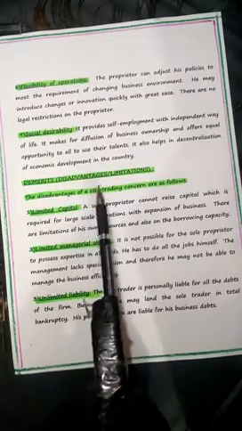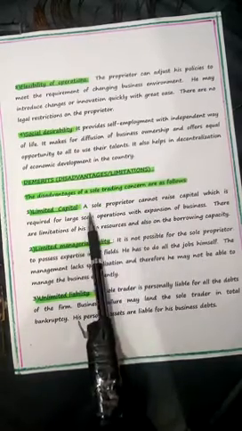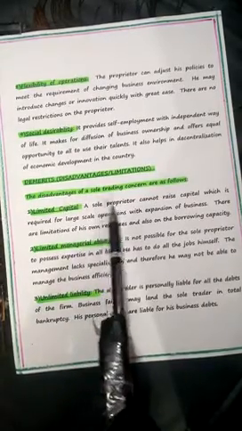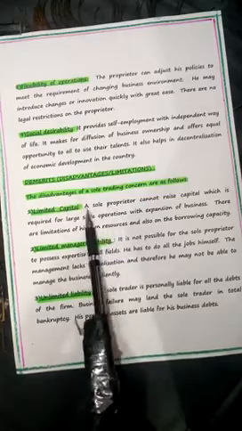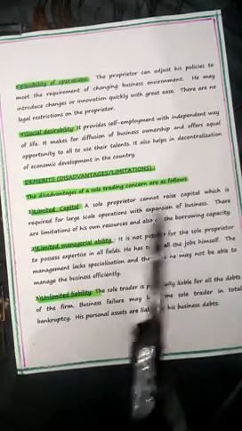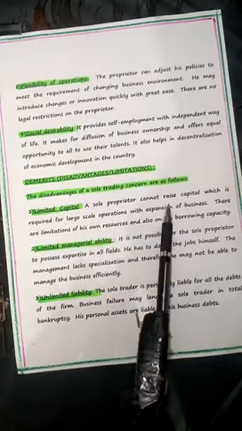The disadvantages of sole trading concern are as follows. There are 5. First one is limited capital. What is limited capital? Limited financial resources. Please make a note here. Limited financial resources. A sole proprietor cannot raise capital which is required for large operations with expansion of business.